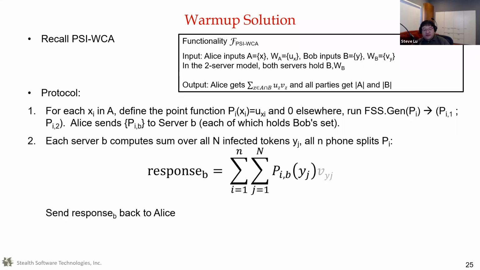And then the servers compute the sum over all infected tokens over all of the different phone queries. So there are little n of these keys, and there are capital N of these y values. Here I'm just graying out the weights on the server side. We're just assuming that there are no weights on that side. We sum them all up, and then we send back this single response to Alice. After that, Alice just reconstructs the answer, which is just response 1 plus response 2.